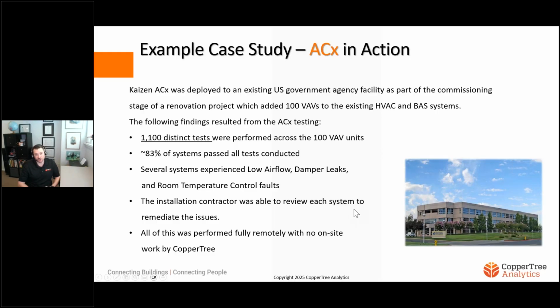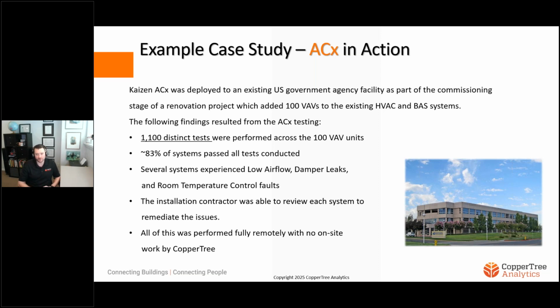ACX in action, I want to show an example case study. We just recently deployed ACX to an existing US government agency facility. It was part of the commissioning stage of a renovation project. What they were doing is adding 100 VAVs to an existing HVAC and BAS system.